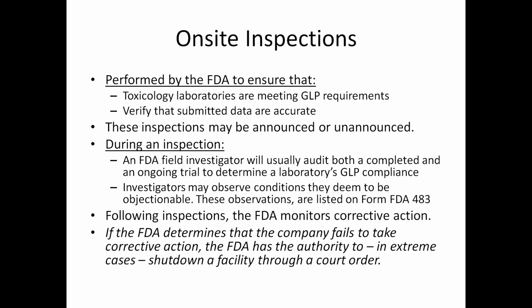Companies are encouraged to respond to the FDA Form 483 in writing with their corrective action plan and then implement that corrective action plan expeditiously. Following inspections, the FDA monitors corrective action. If the FDA determines that the company fails to take corrective action, then the FDA has the authority to, in extreme cases, shut down a facility through a court order.